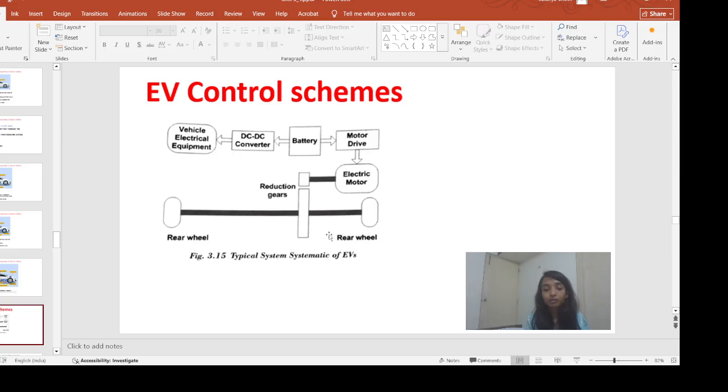Then we have the rear wheels. So this is that part of the car that actually moves and makes the vehicle go forward and backward.